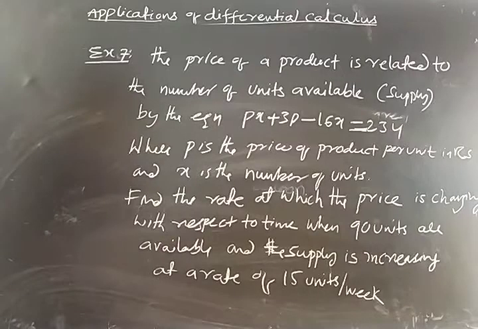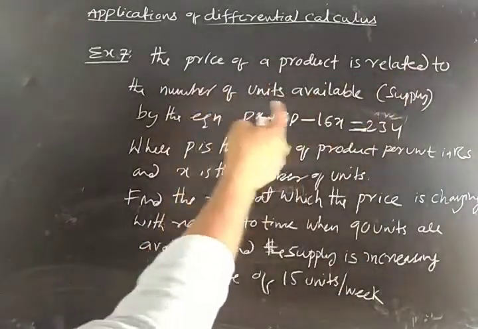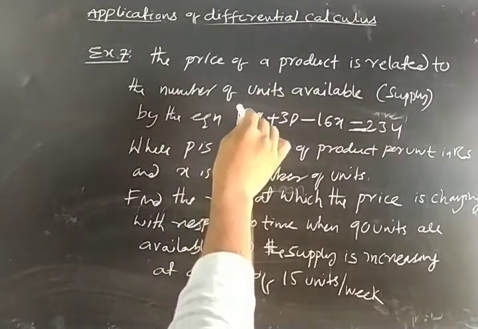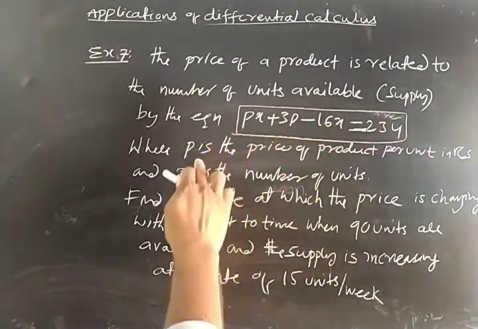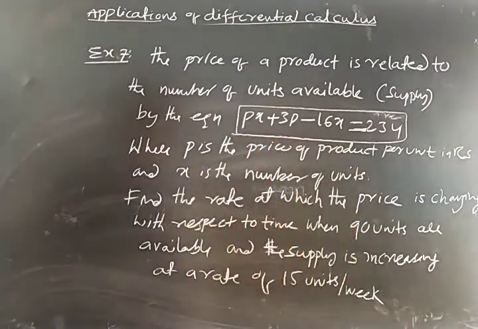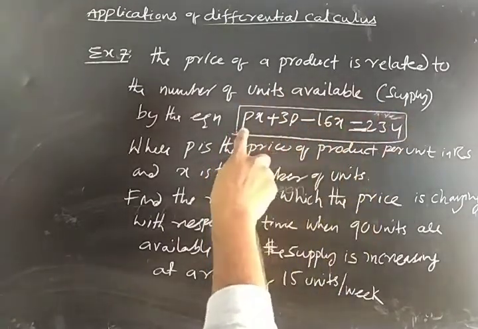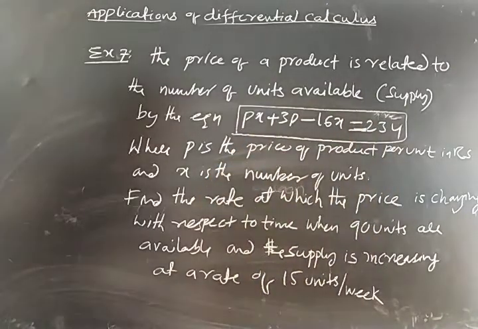Now, seventh example. The price of a product is related to the number of units available by the equation. So this is the relation between price and number of units, where P is the price of the product and X is the number of units of the product. So the relation between price and number of products is given by this equation.